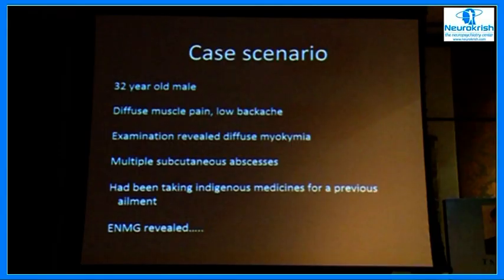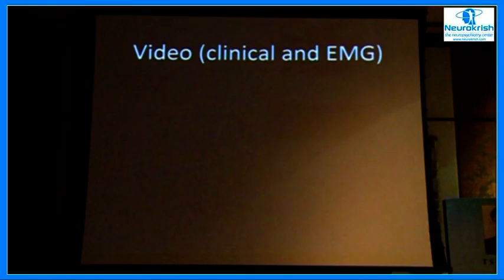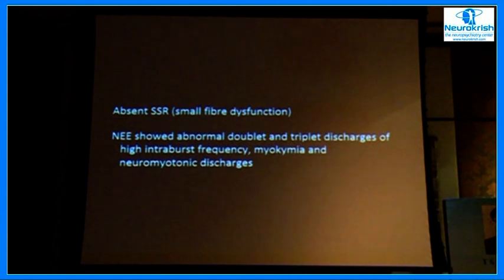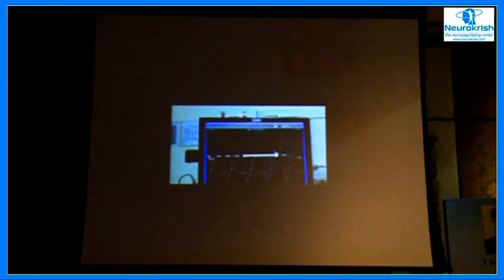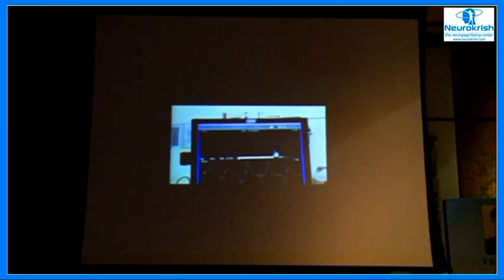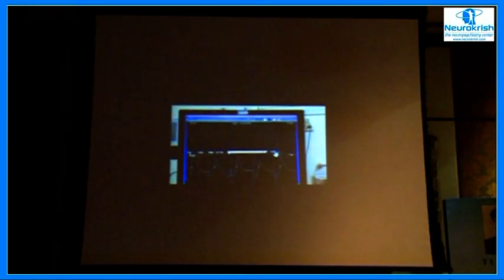Next is a 32-year-old male who came with diffuse muscle pain, low backache. Examination revealed diffuse myokymia, multiple subcutaneous abscesses, and he was taking indigenous medications. A previous EMG revealed... Unfortunately, the video didn't open here. Couplets and triplets.